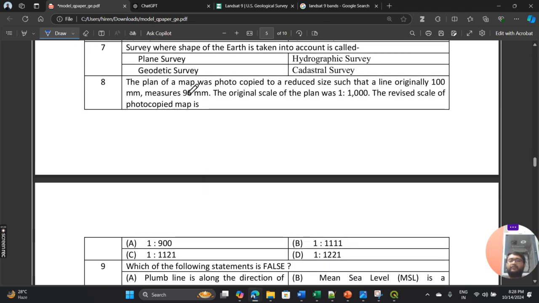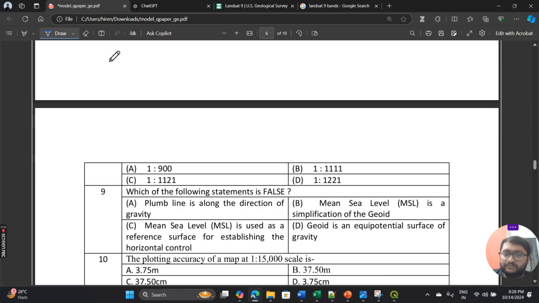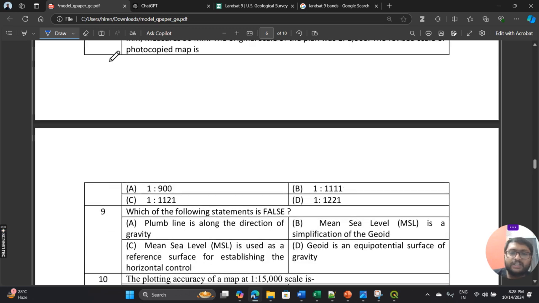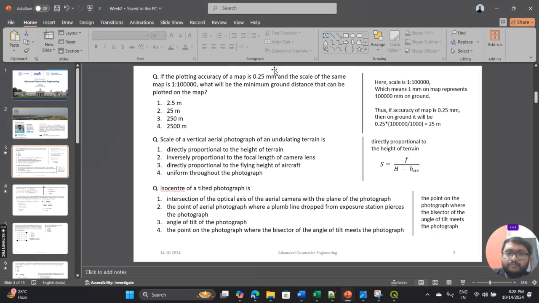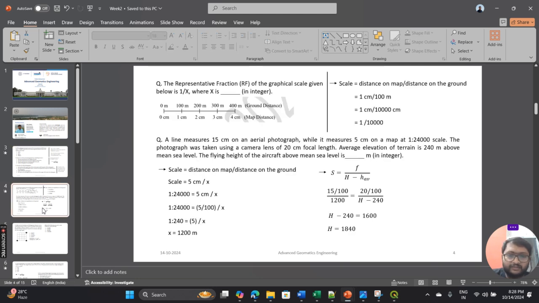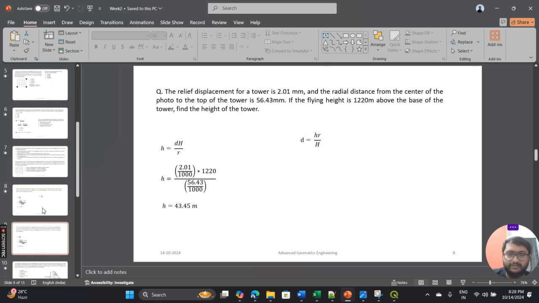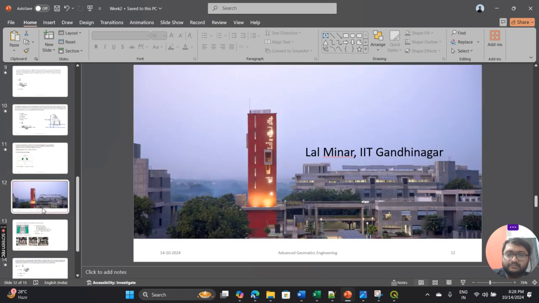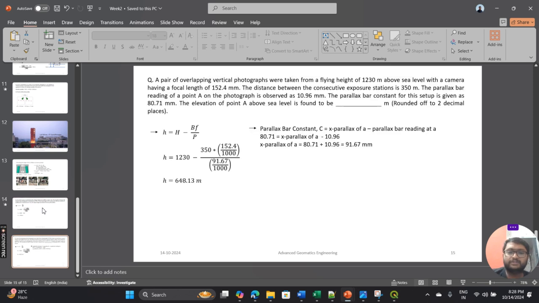The plan of a map was photocopied at a reduced size. This is a similar question, like how it is going to reduce. We have solved this in our classes. The same question, only the values are changed. Even in week 2 you can find the same question. Then plotting accuracy, which is similar to what we did. So you can just go through the questions which we have solved previously in this course, and you will find very good answers from those only.